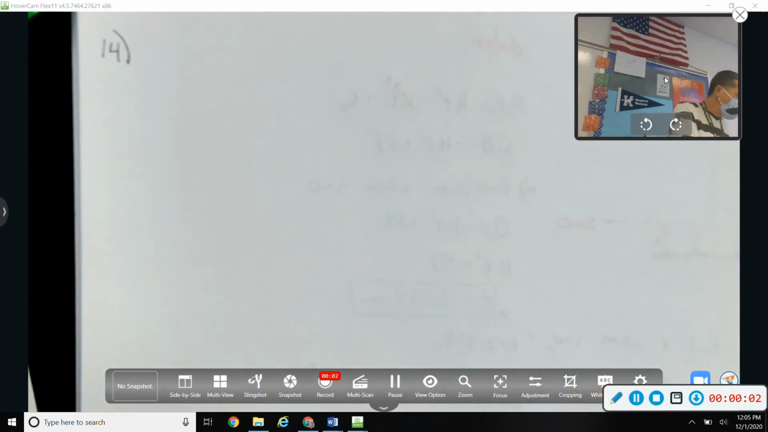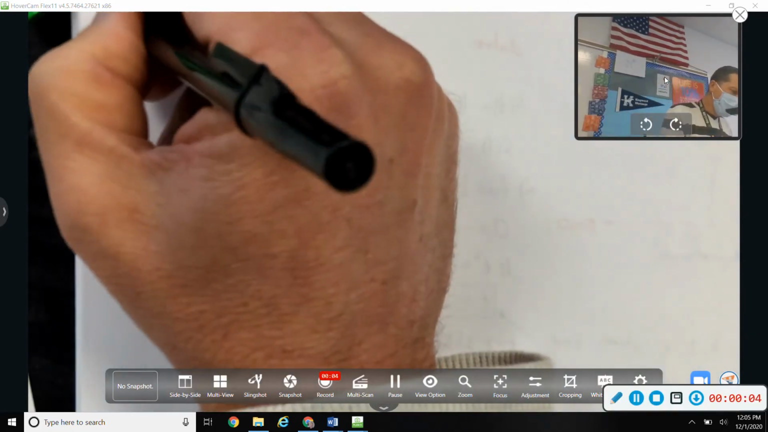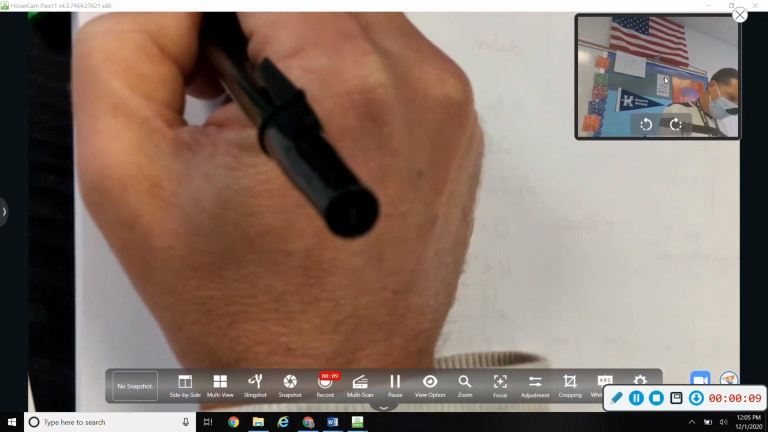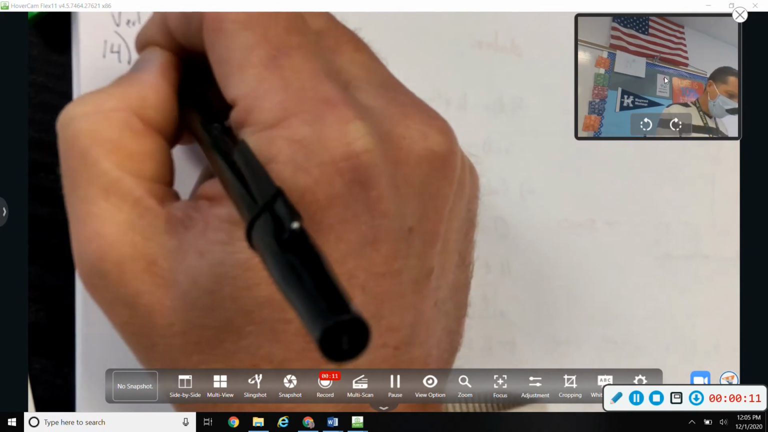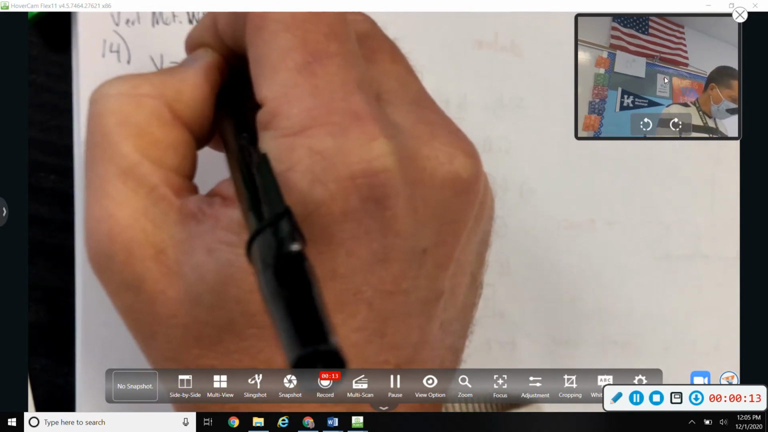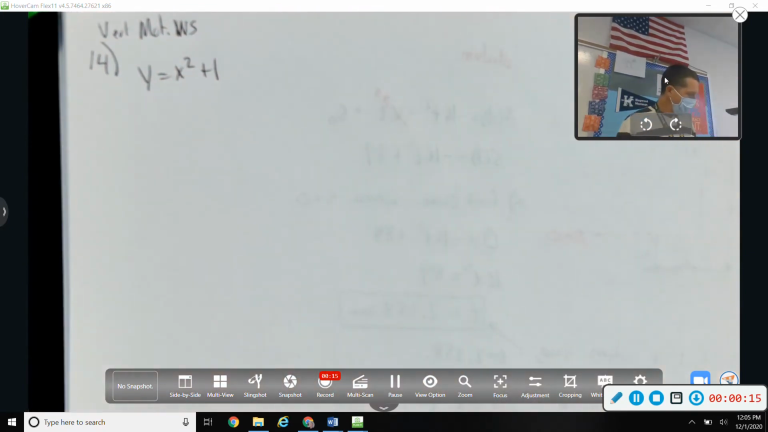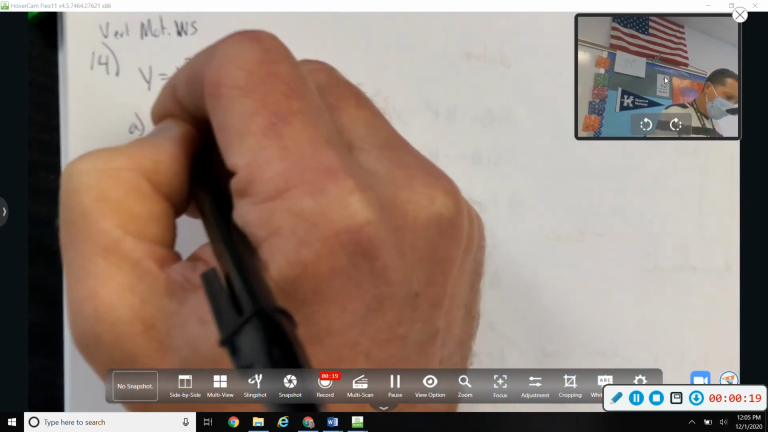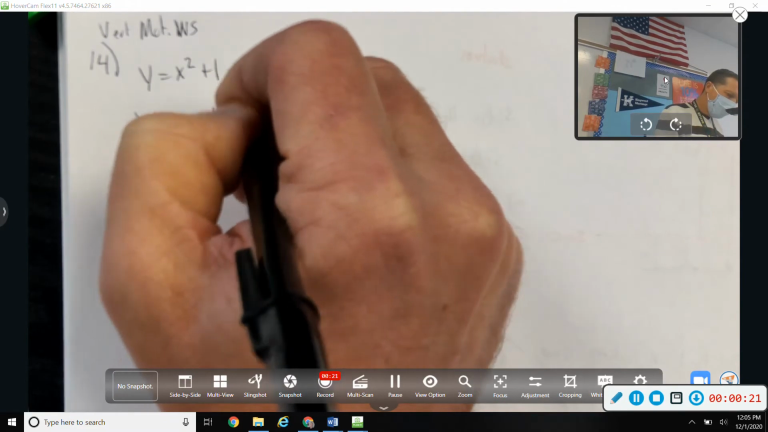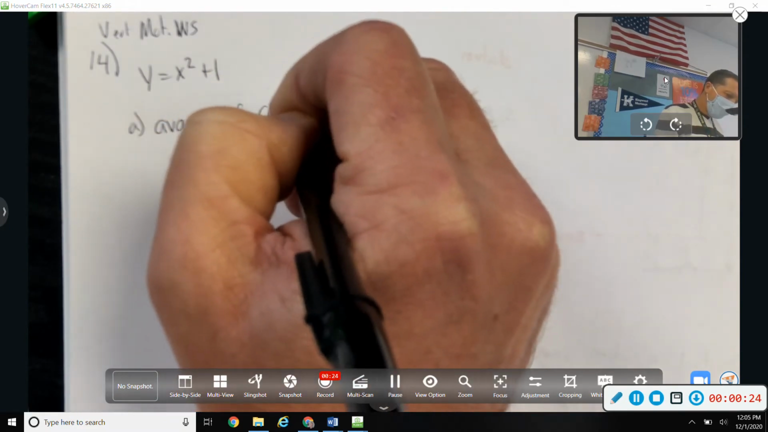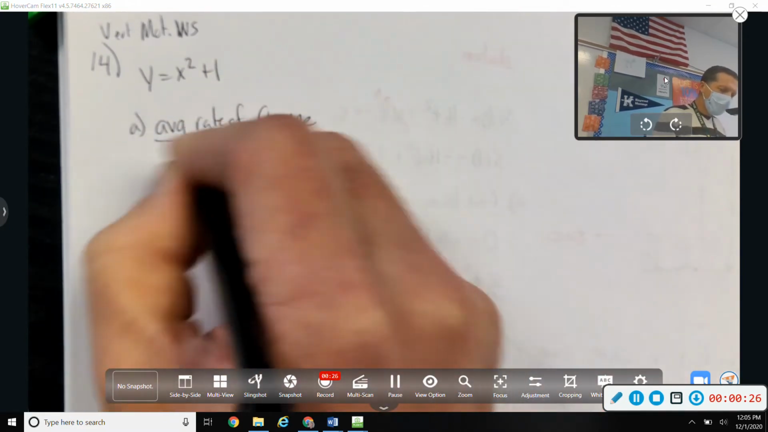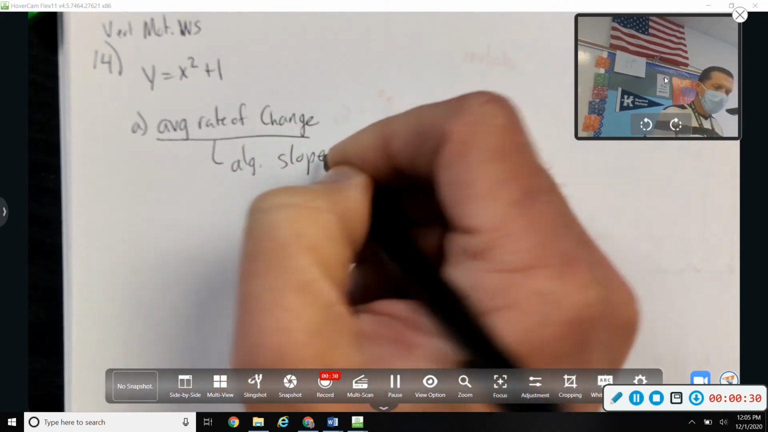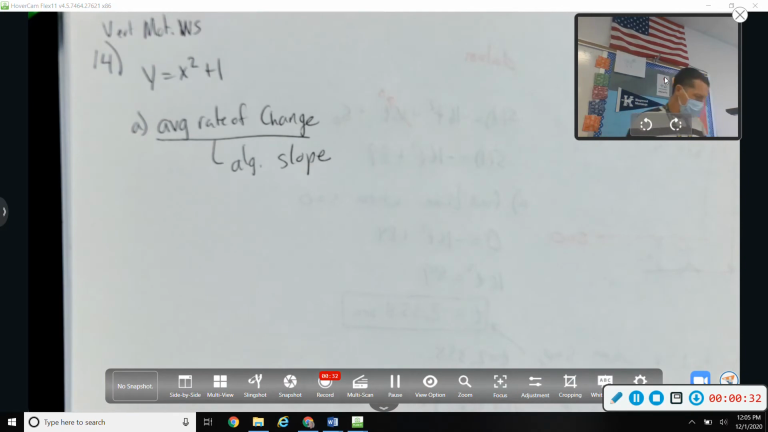Number 14 on the vertical motion worksheet. Let y equals x squared plus 1. Find the average rate of change. The average rate of change. Okay, when I see average rate of change, I'm immediately thinking that's algebra slope. Average rate of change is algebra slope.